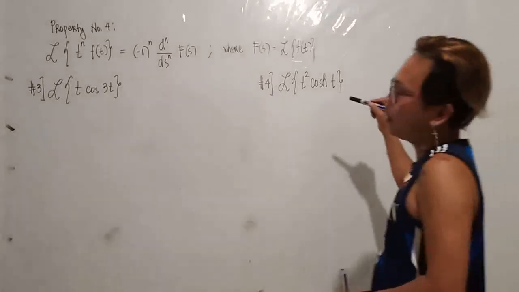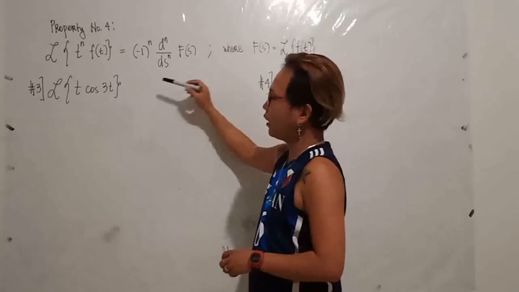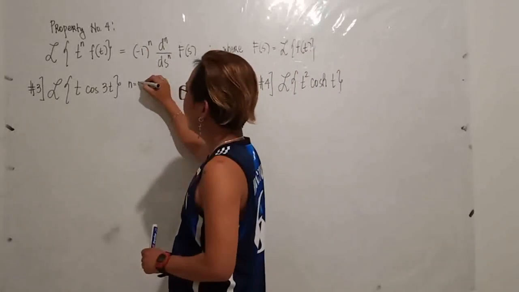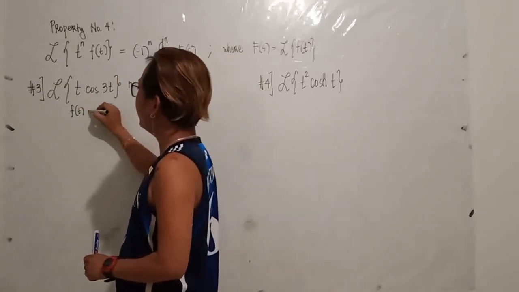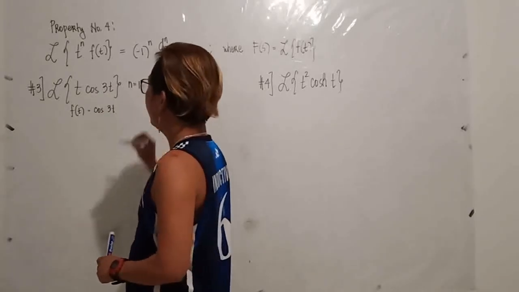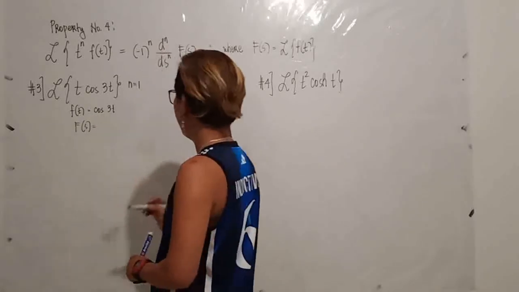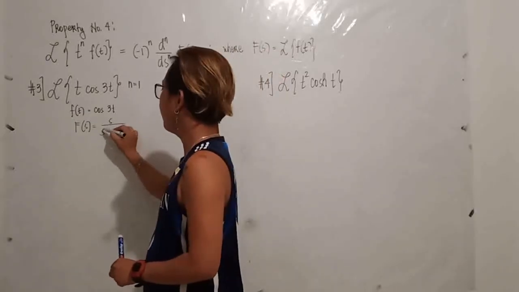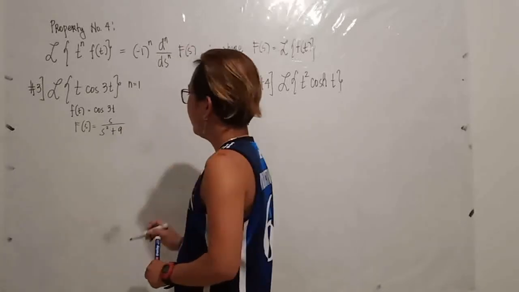Okay, example number 3. We have the Laplace transform of t multiplied by cosine 3t. So the value of n here is 1. Then your f of t is yung kasama ni t, which is cosine of 3t. Now taking the Laplace of the f of t, wherein you will have your f of s, you will now have s over s squared plus 3 squared, which is 9.